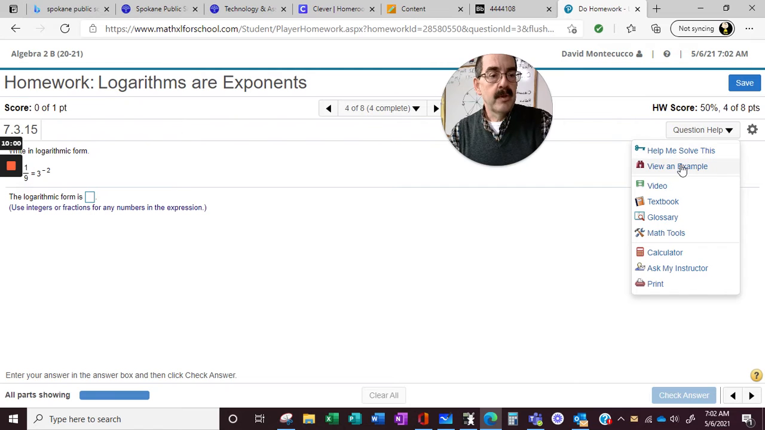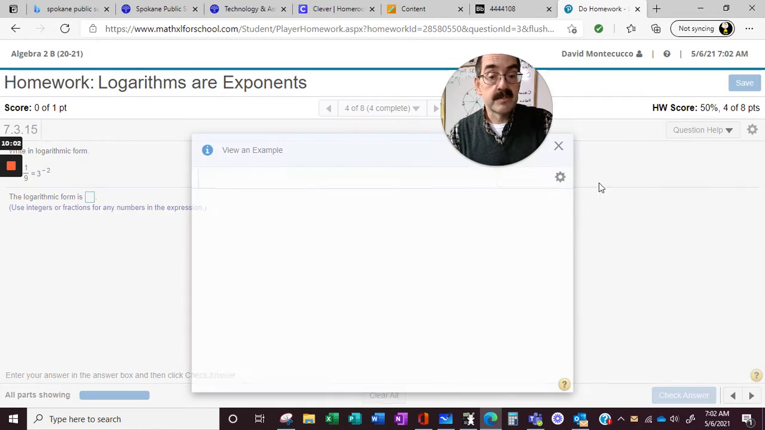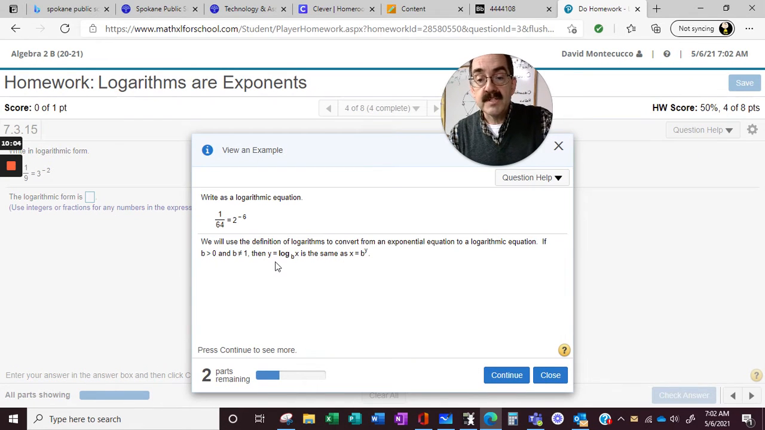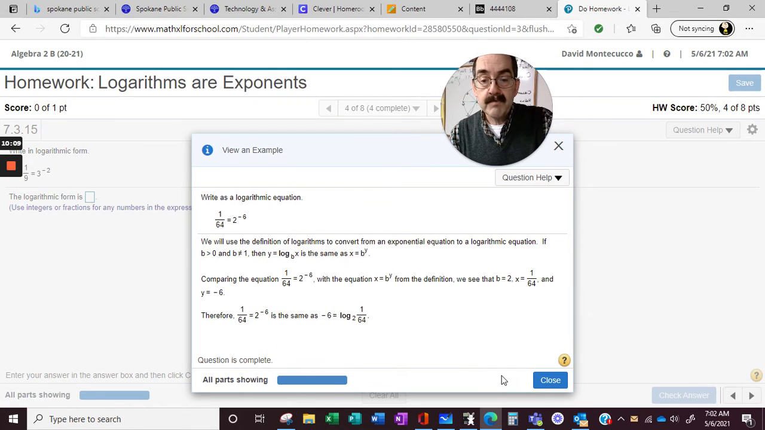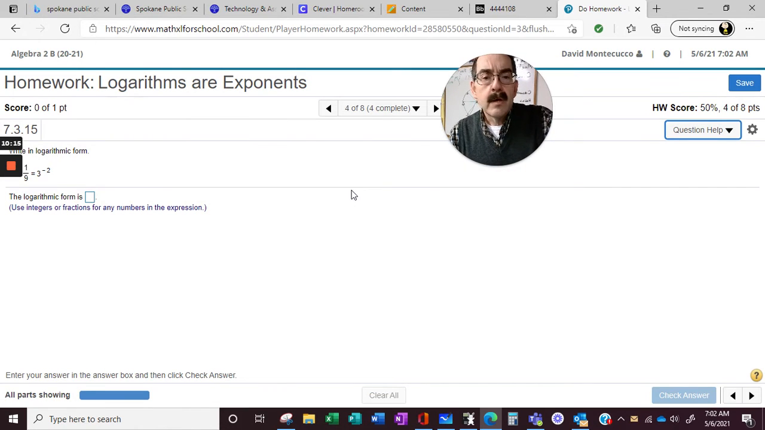Again, you can view an example. They even have videos on these. So we're translating from there to there, and it shows you the exponent. This is kind of cool because it talks about the negative exponent. Okay, so let's save this.